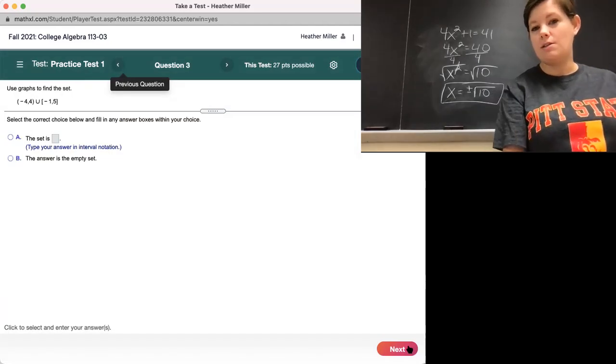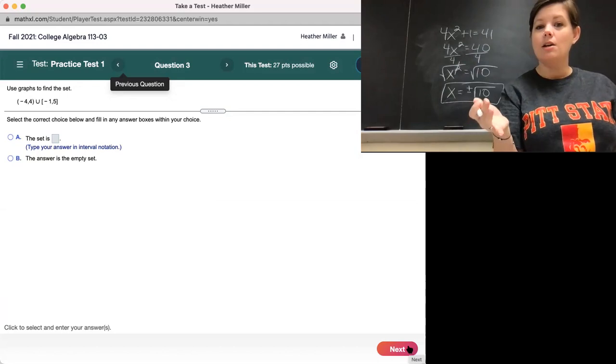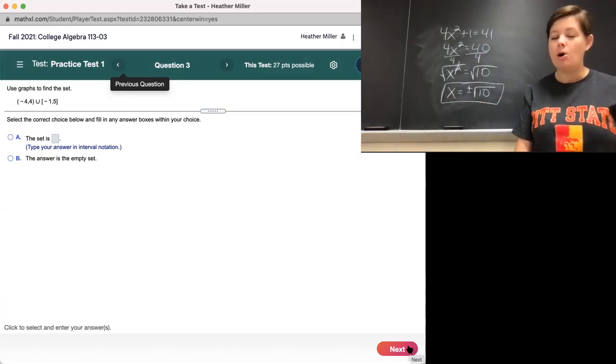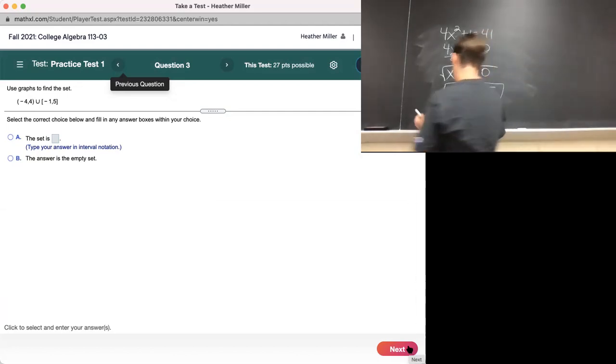Notice that when you're doing a test, it's not going to tell you if you're right or wrong until after you submit at the very end. And so you always have the option to go back and correct a problem or go back and work a problem that you maybe will skip. So don't forget to do that, okay?